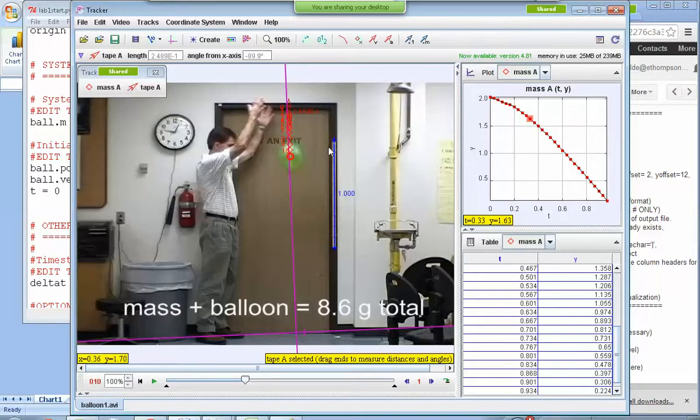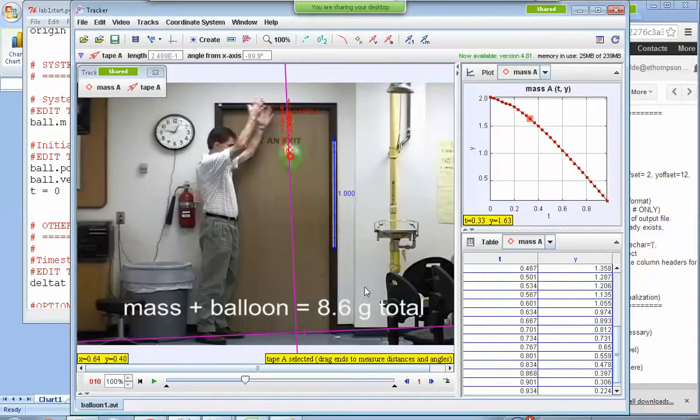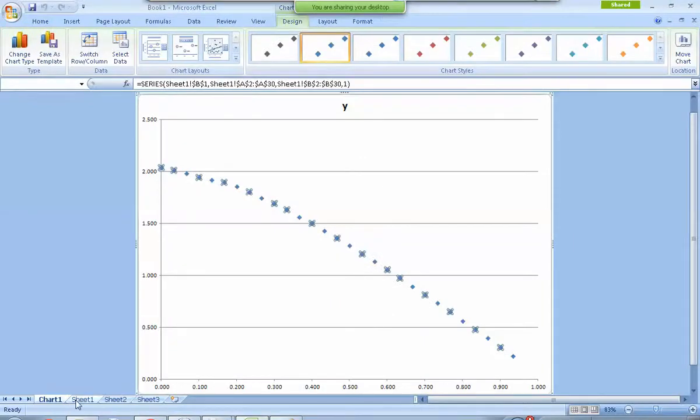I'm not going to go into how I tracked it. That's pretty basic from the last lab. You guys can do that. I did a meter stick over here. I set my coordinate system so it goes along linear motion. I'm really only interested in the y direction, so I went into my table and told it I want y only. Then I copy and pasted this data into Excel, and here it is right here.